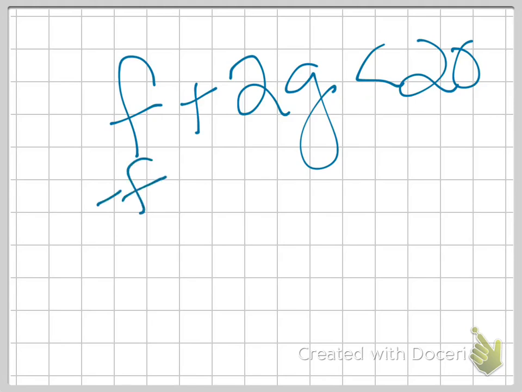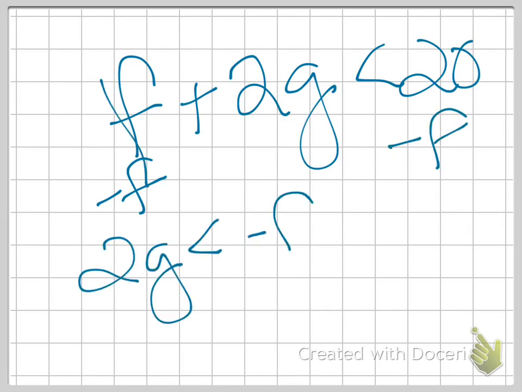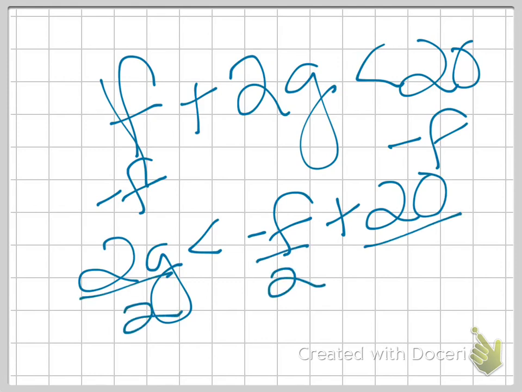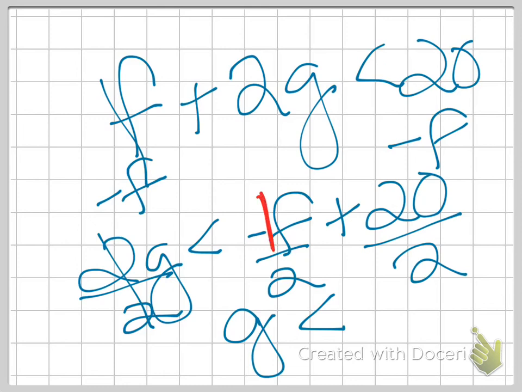All right, so I'm going to subtract F from both sides. I have 2G is less than negative F plus 20. I'm going to divide all things on all sides by 2 so that I can get that G by itself. I don't have to flip my sign because I divided by a positive, but I do need to remember that there's an imaginary 1 right here. So when I do the division, what am I going to get? Negative 10. Try again. Oh, well, that's the back part. I'll go ahead and write that down.